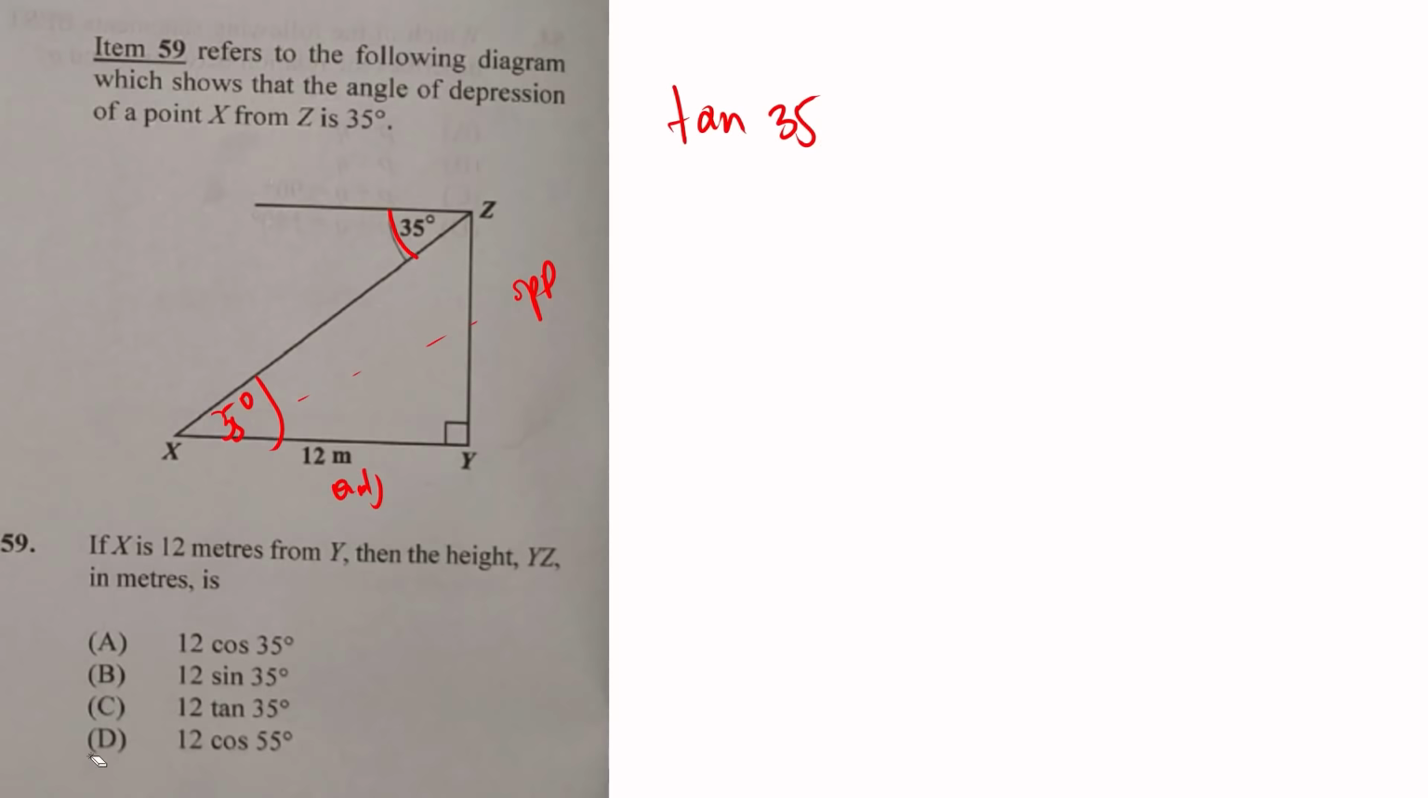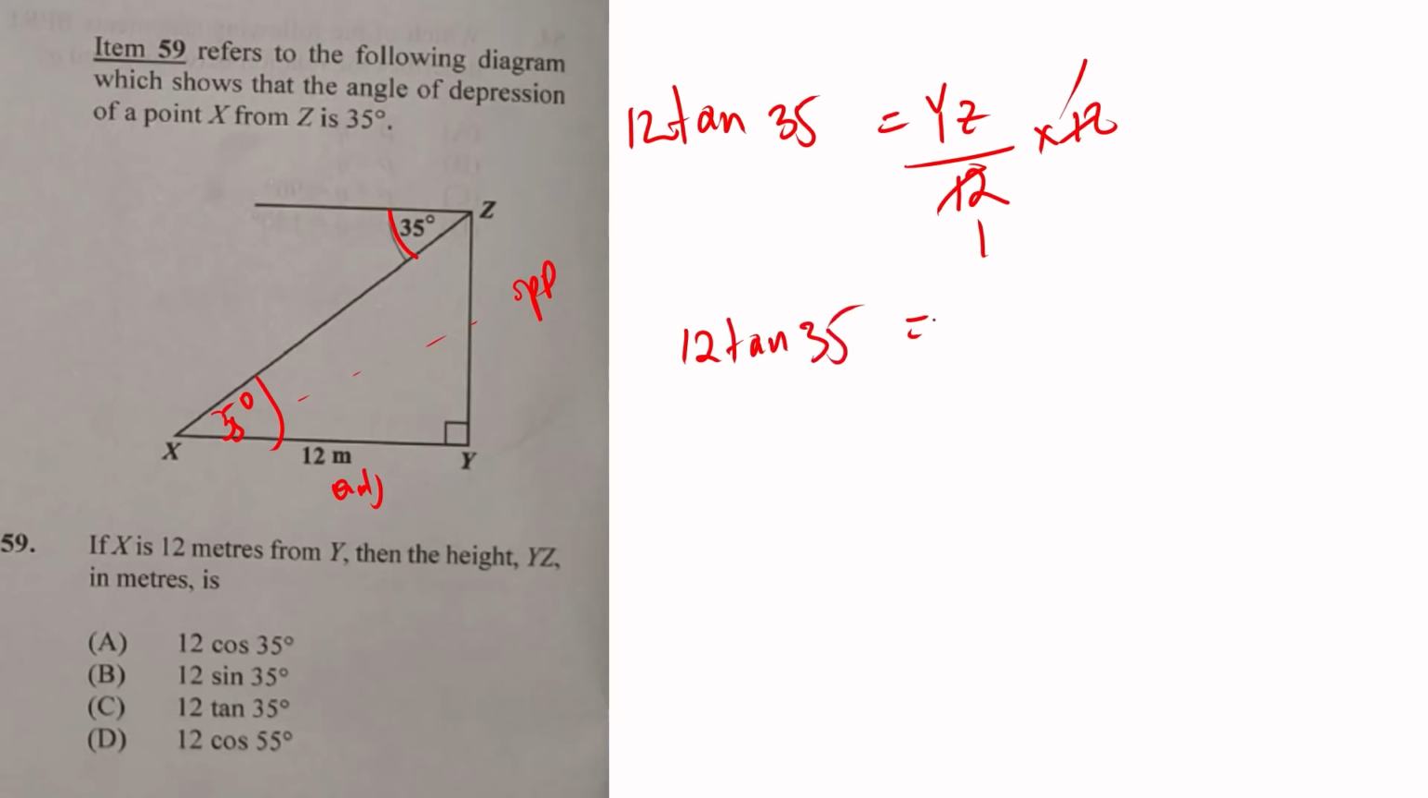Alright, so we have tan of the angle is equal to opposite, which is our YZ, over the adjacent, which is 12. So in order to find YZ, you're going to multiply both sides by 12. So we're going to have 12 tan 35, and that gives us YZ. So our answer is going to be, well, the only one with tan, so our answer is going to be C.